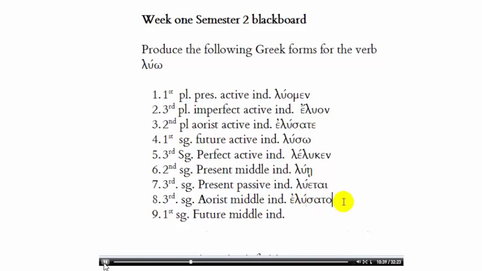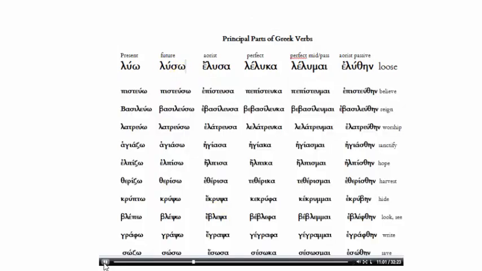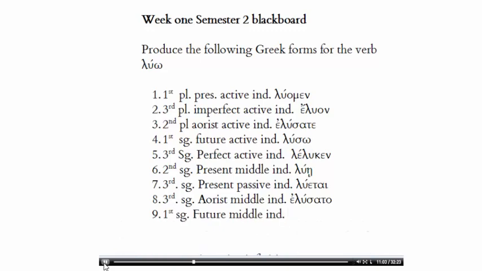Okay? Great. All right, hopefully this is fairly familiar to you. We've had all these before. Okay, the first singular future middle. Well, again, cheat sheet here if you need to. Hopefully you don't need to, but luso is going to be the foundational term for any future active or middle form. Okay, so you have luso, except we want what?